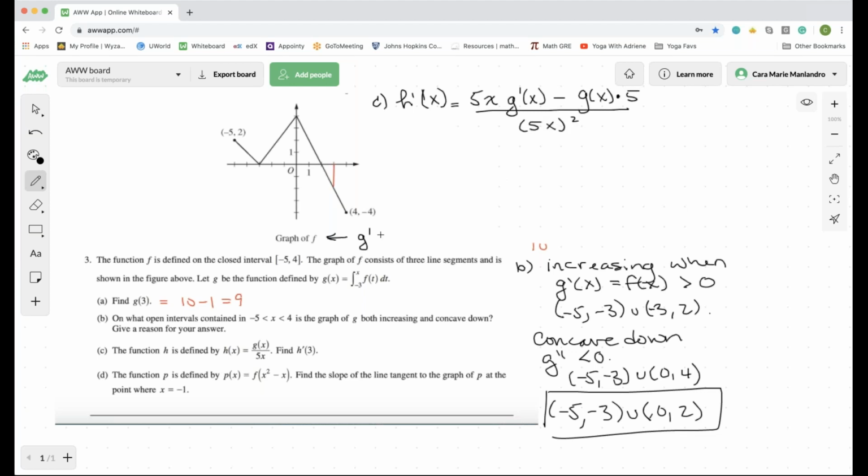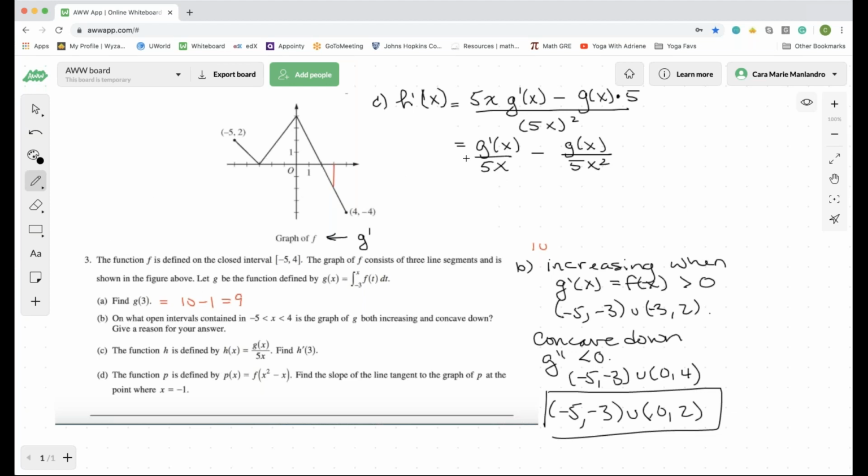5x squared. All right, and then let's see, I'm going to choose to simplify this a little bit. So this would give me g prime of x over 5x. I'm splitting this between the two terms. And then g of x over 5x squared, just a little algebra there.